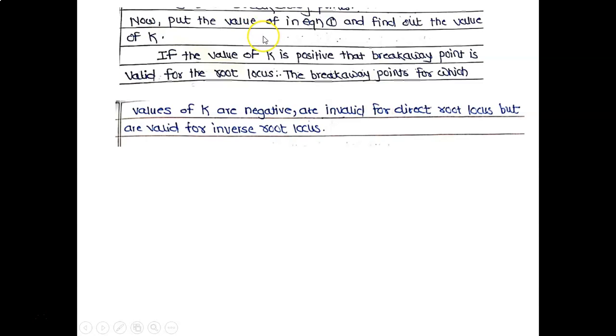Now put the value of whatever is in equation 1 and find out the value of k. If the value of k is positive, that breakaway point is valid for the root locus. The breakaway points for which values of k are negative are invalid for direct root locus but are valid for inverse root locus.